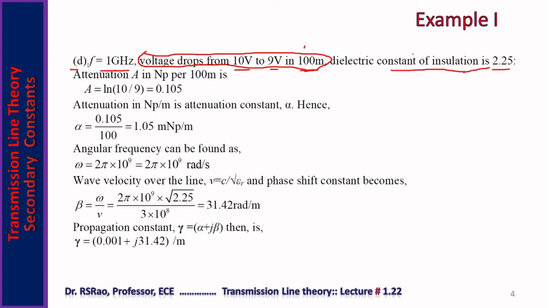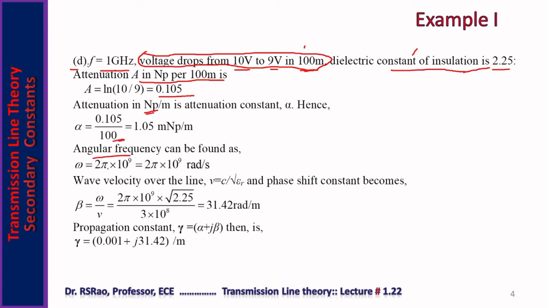So this is alpha information, this is beta information. Attenuation A in Nepers per 100 meters is A equal to natural logarithm 10 by 9, which is 0.105. This is for 100 meters. For 1 meter in Nepers, it becomes 0.105 by 100.